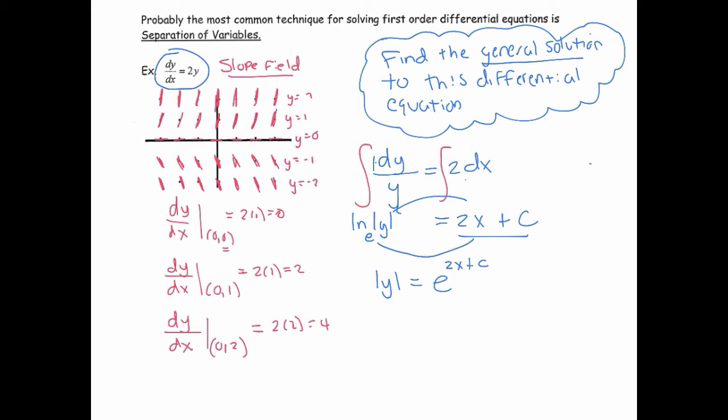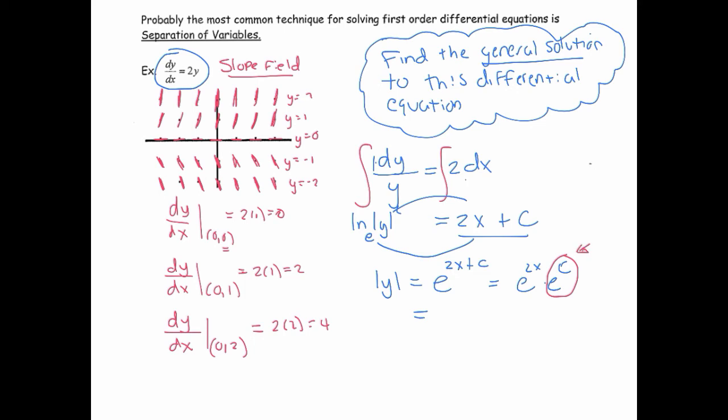And I'm going to use a little property of exponents and write this as e to the 2x times e to the c. Now e to the c is just a number, because e is a number and c is just a constant which will be determined based on an initial condition. So you can call that a new variable if you want.